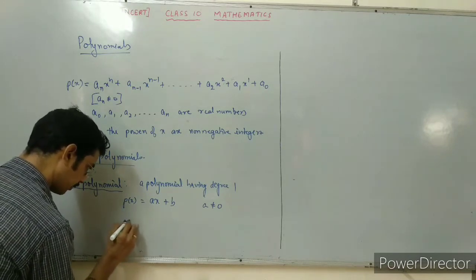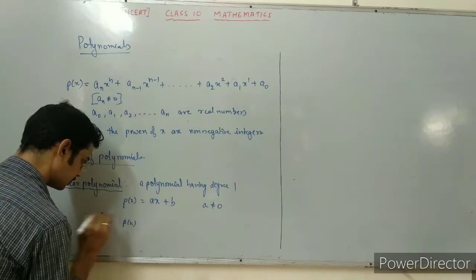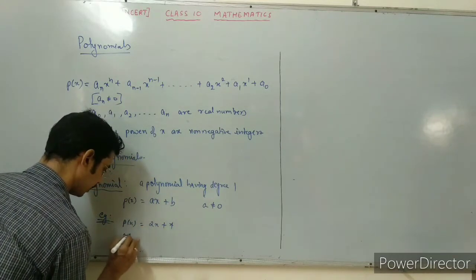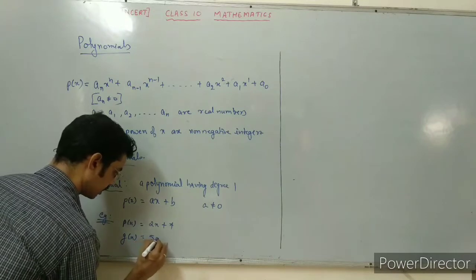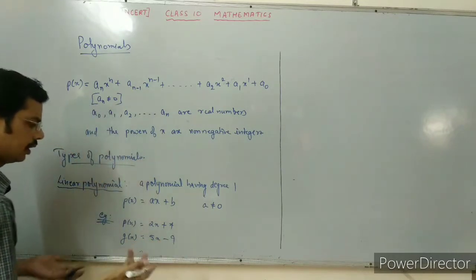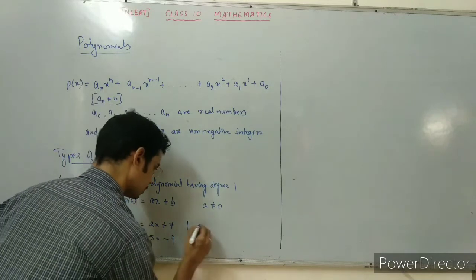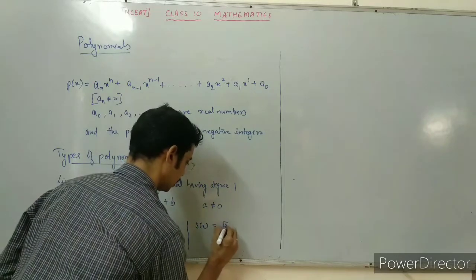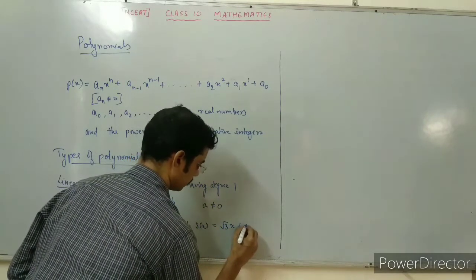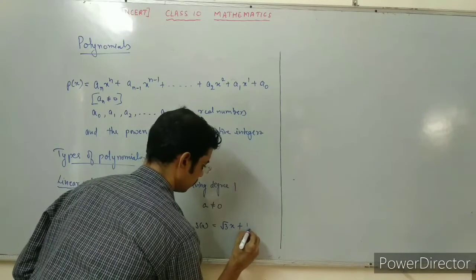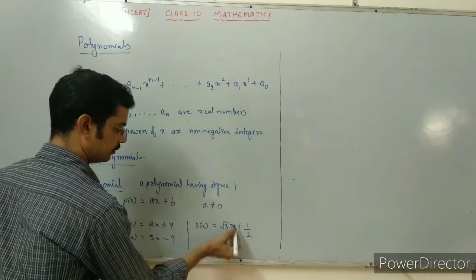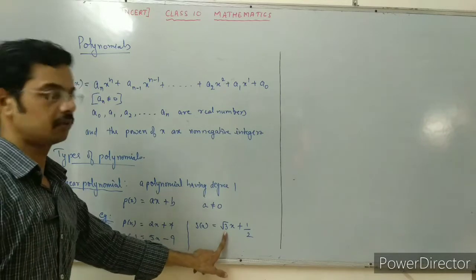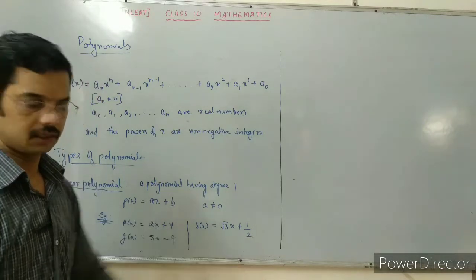So now we shall move on to some examples. Say we can have p of x equal to 2x plus 7, say g of x equal to 5x minus 9, or anything else. We can have something like this also. Say s of x equal to root 3x plus 1 by 2. This is also a polynomial. Here observe the power of x is a non-negative integer. The coefficients can be real numbers.